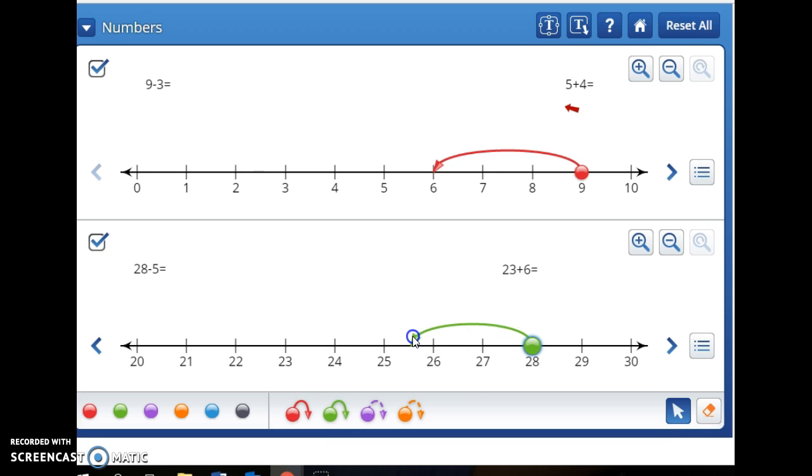1, 2, 3, 4, 5. And so the correct answer would be 23. This is just one strategy they can use to help them get the answers to addition and subtraction problems. The strategy of using a number line or an open number line.